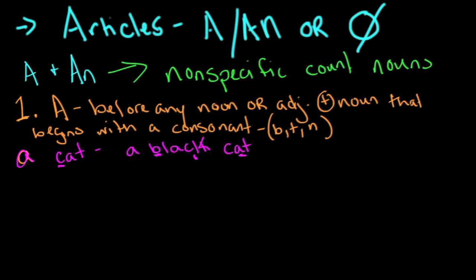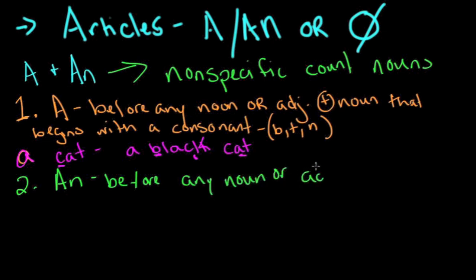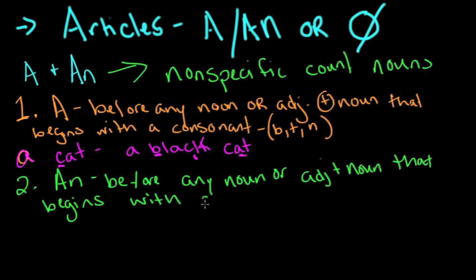Now let's take a look at an. An is before any noun or adjective-noun combination that begins with a vowel. Now, what's a vowel? A vowel is one of these letters, A, E, I, O, U, and on the side here I'm going to write H, sometimes with an H. So let's take a look at that.